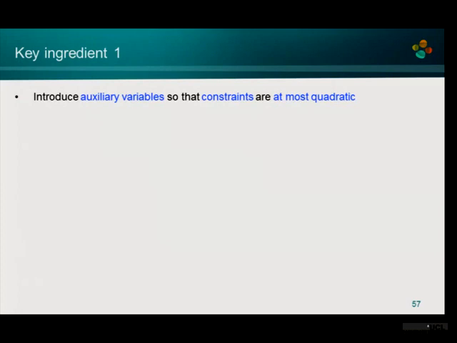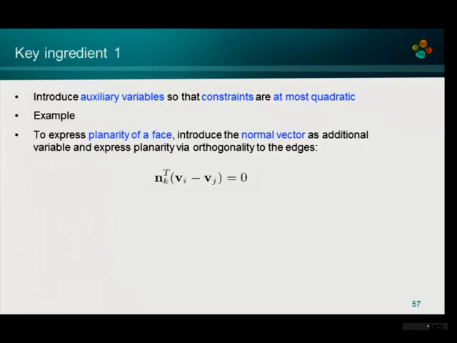We introduce more variables. At first sight, this looks like a totally crazy idea: you make the problem even more complicated by getting more variables. But we introduce them so that the constraints are at most quadratic. Let me give you an example. If we have to express the planarity of a face, we would introduce as an additional variable the normal vector of the face, so this is three scalar variables, of course. And then we would express orthogonality between the normal vector and the edges of that face.